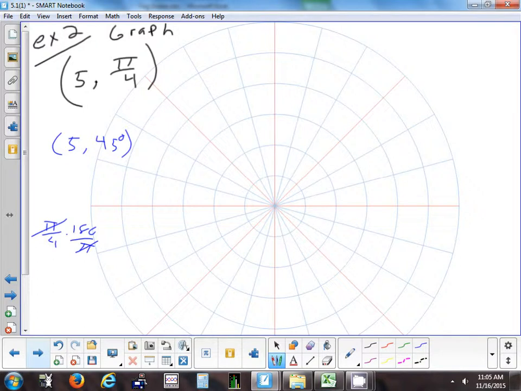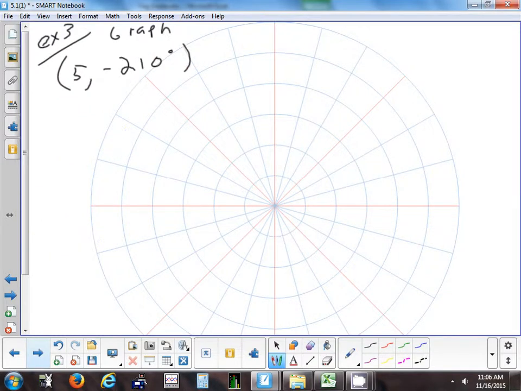If you need to, go ahead and do it. And John, can you tell me how I graph 5 comma 45? You count out 5 on the pole. Yep, which way? It would be counterclockwise. So for counting out the radius, it's left and right, but for the angle, we're going to go counterclockwise. You go right 5, and then counterclockwise, 45 degrees. Questions on that one?